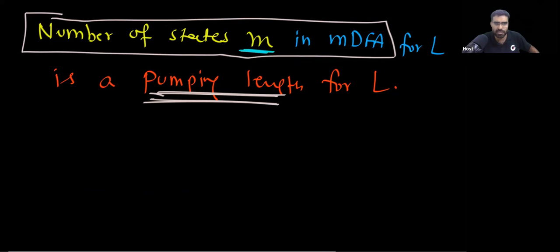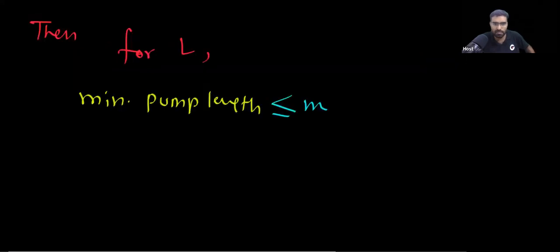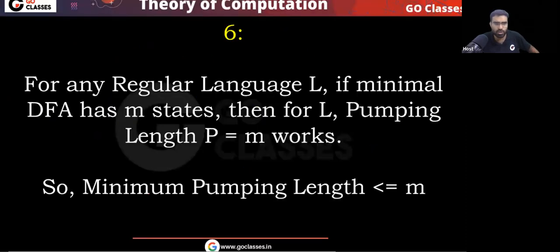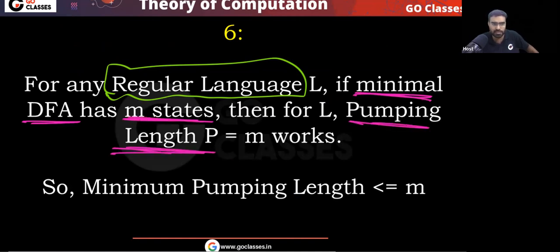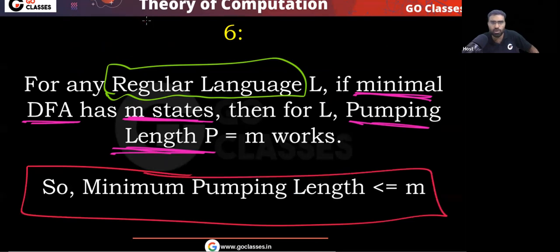I hope all these points are clear. Now, you have a regular language L. This point we have already seen. Did you understand this point? For any regular language, the number of states in the minimal DFA is a pumping length. So the minimum pumping length will be less than or equal to M. This point you understood. Okay, very good.